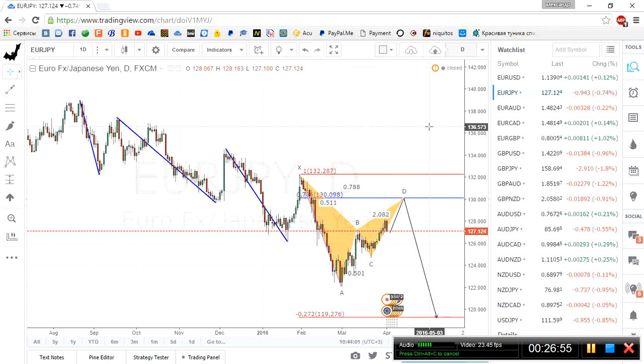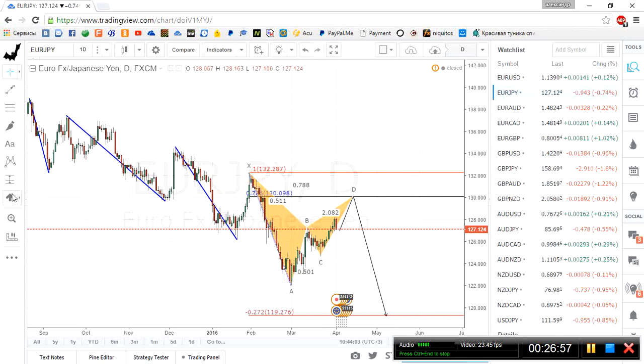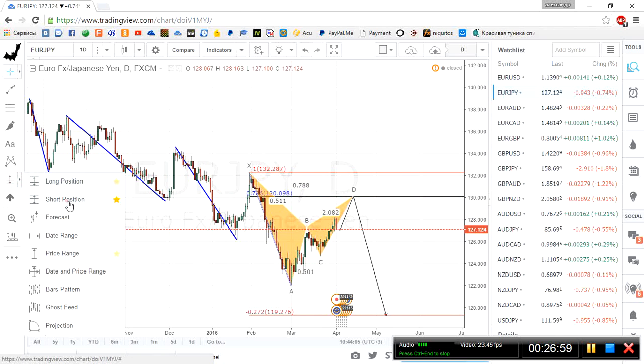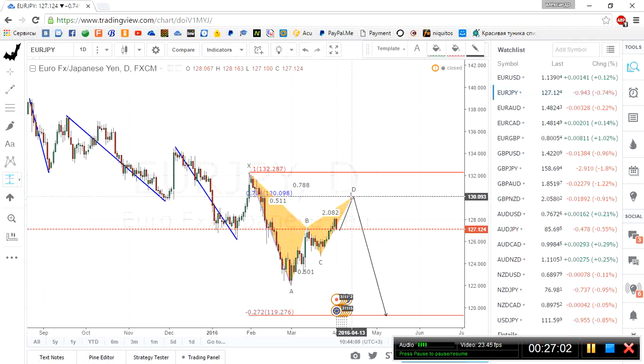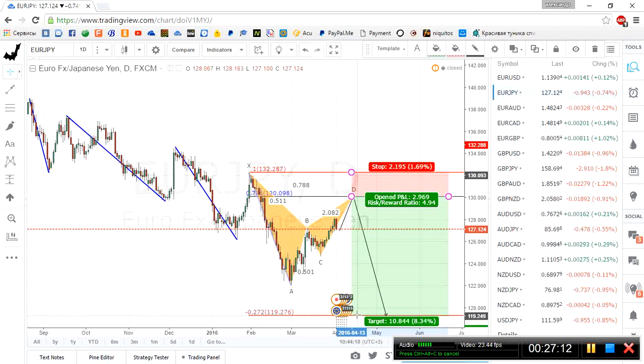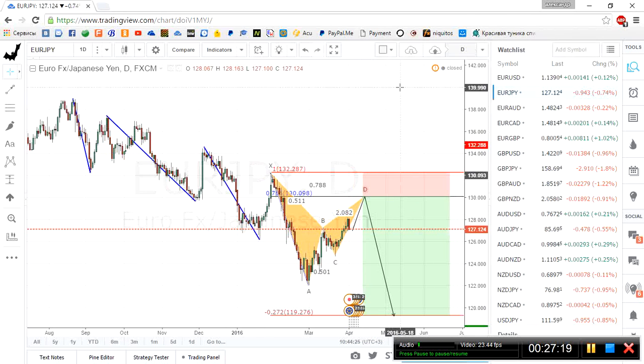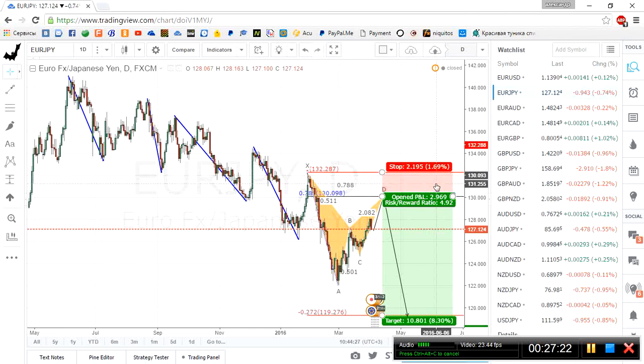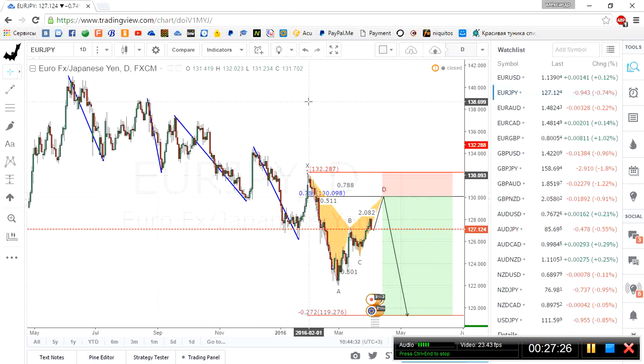Okay, that's it for today. Let's calculate the target. Target is here, short position, starting from here. Stop loss will be 219 pips, and the reward will be 100 pips, something like that. Yes, 108 pips. So that would be you're risking that much. You have this much of rewards. Okay, that's all for today.